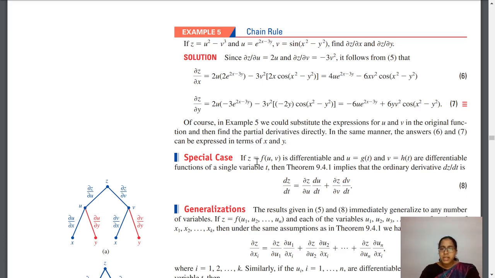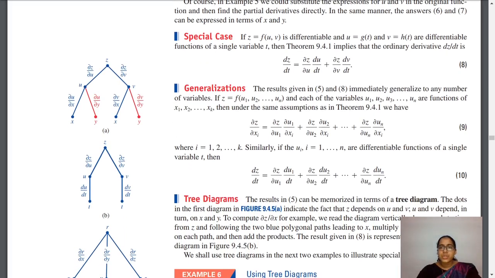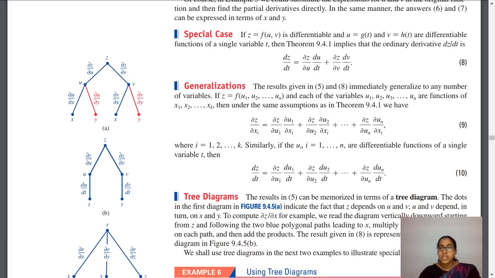dz/dt, that is, we have to find the derivative of z with respect to t. z is a function of two variables, so here we will apply partial derivatives, that is ∂z/∂u, and u is a function of t, into du/dt, plus ∂z/∂v into dv/dt. Okay, so that is what happens when the functions u and v on which z is dependent are again functions of a single variable.